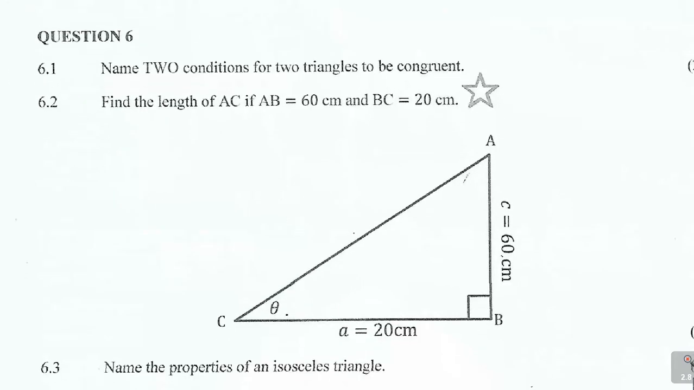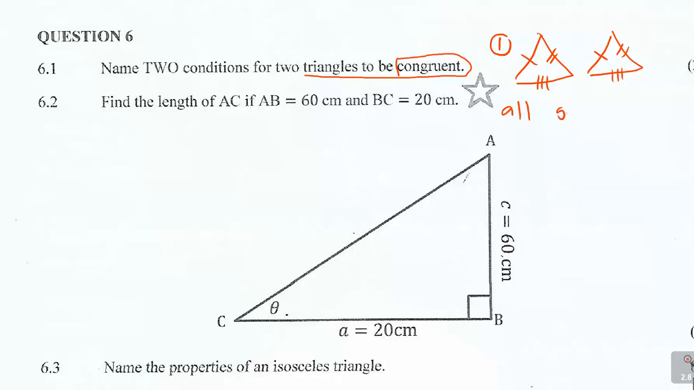It says 6.1, name 2 conditions for 2 triangles to be congruent. You know, congruency. Now for triangles to be congruent, number 1 is all 3 sides must be equal. Remember, this is a triangle. For congruency, you are looking at this triangle. That side must be equal to that side, this side must be equal to this side, and this side must be equal to that side. So number 1, all sides must be equal.